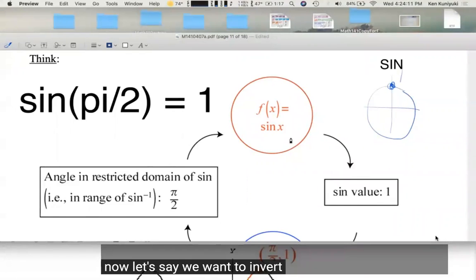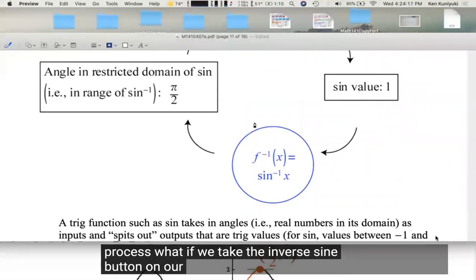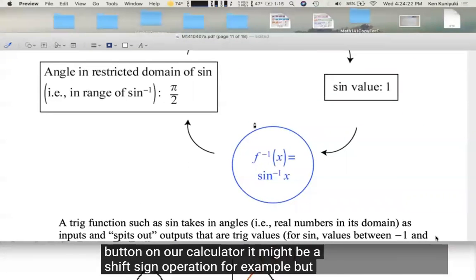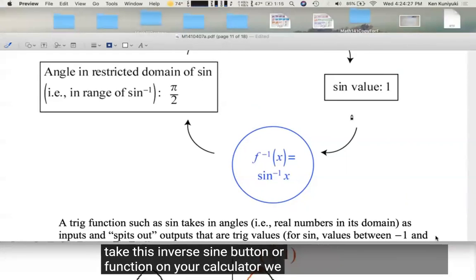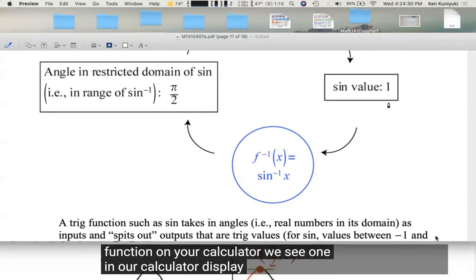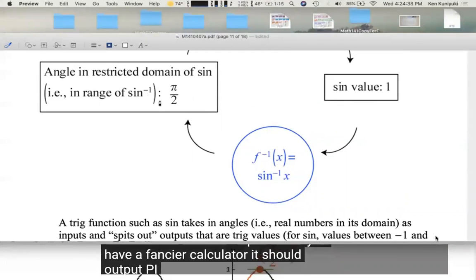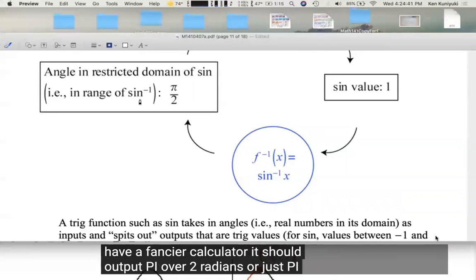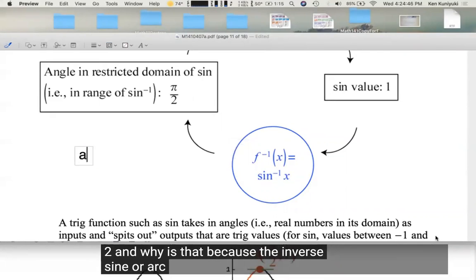Now let's say we want to invert this process. What if we take the inverse sine button on our calculator? It might be a shift sine operation, for example. But we take this inverse sine button or function on your calculator. We see 1 in our calculator display, or we input 1. What then will be the output? Well, if you have a fancier calculator, it should output pi over 2 radians, or just pi over 2. And why is that? Because the inverse sine, or arc sine, of 1 is pi over 2.